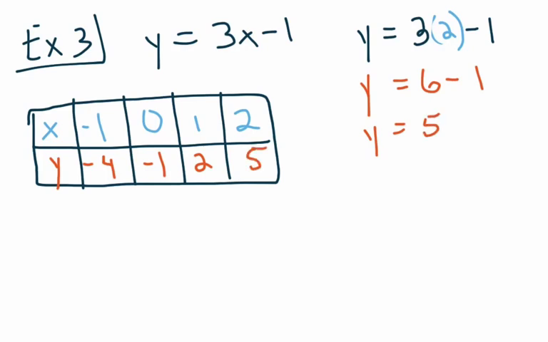And that is it. That is all the work that I would need to show to fill in my table for y values, for x values negative 1, 0, 1, and 2. I get y values of negative 4, negative 1, 2, and 5. And so those 4 ordered pairs represent the equation y equals 3x minus 1.